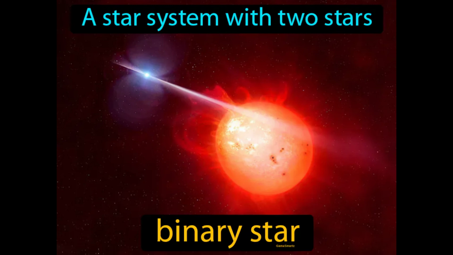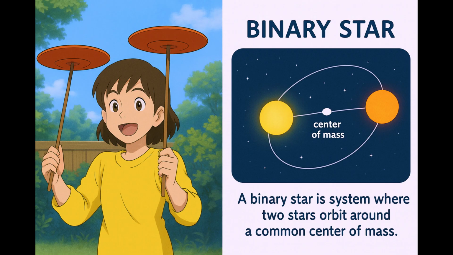A star system with two stars: binary star. A binary star is a system where two stars orbit around a common center of mass. Imagine trying to balance two spinning plates on sticks at the same time. This task is similar to how a binary star system operates, where two stars orbit around their common center of mass, much like how you must keep both plates simultaneously spinning and balanced.